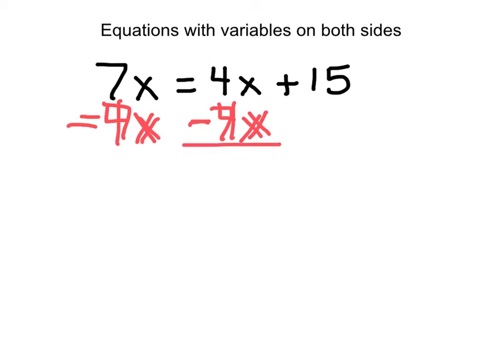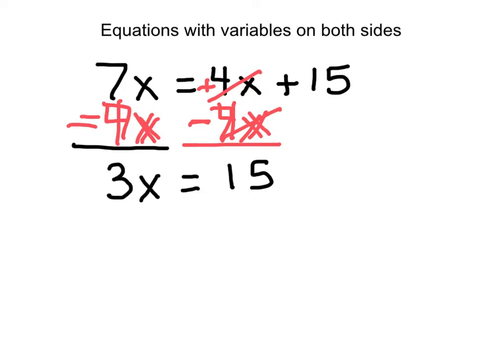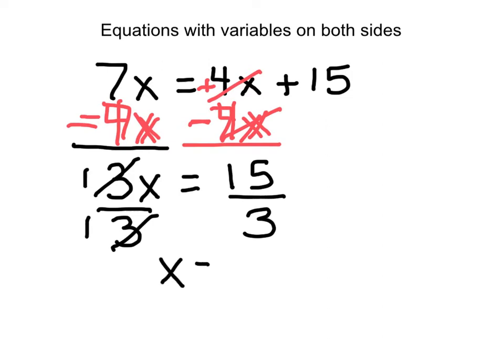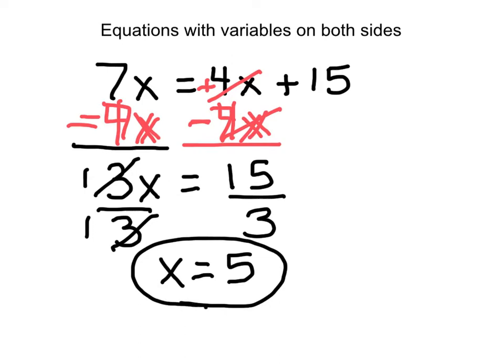When I do that, this is a positive 4x, and this is negative 4x, so those cancel out, and I'll end up with 0 plus 15, which is just 15. Then on the left-hand side, 7x subtract 4x equals 3x. And now I can finish solving for x by undoing the multiplication. I can divide both sides by 3. And we get x equals 5. Just like that.